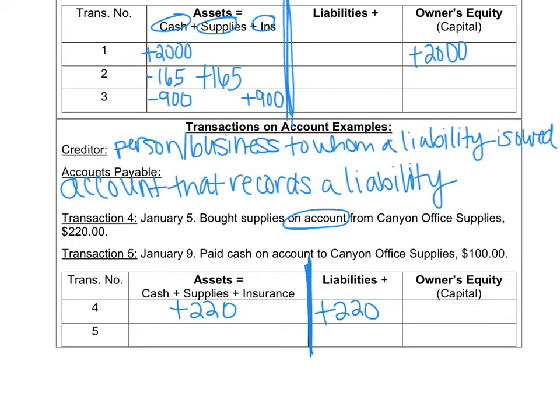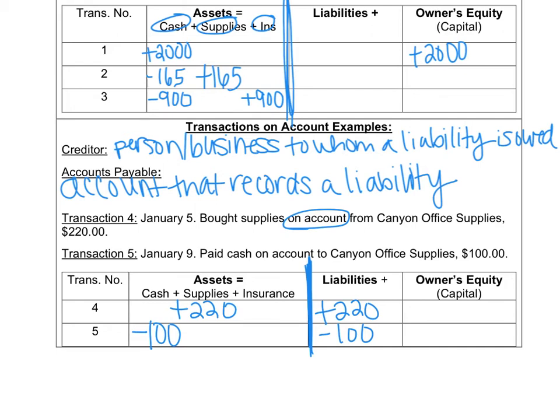All right, last transaction. On January 9th, we paid cash on account to Canyon Office Supplies. So we're paying off part of what we owe to Canyon Office Supplies. So we're paying cash. So what should happen to cash if we're paying it? It should decrease. So my cash is going down by $100. And since I'm paying Canyon Office Supplies, I'm also decreasing what I owe them by 100. Okay? I'm paying off 100, so I want to deduct that from my total charge.